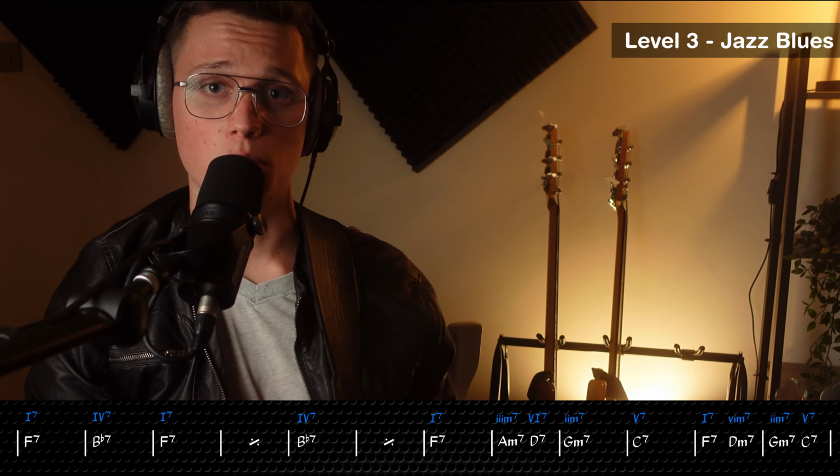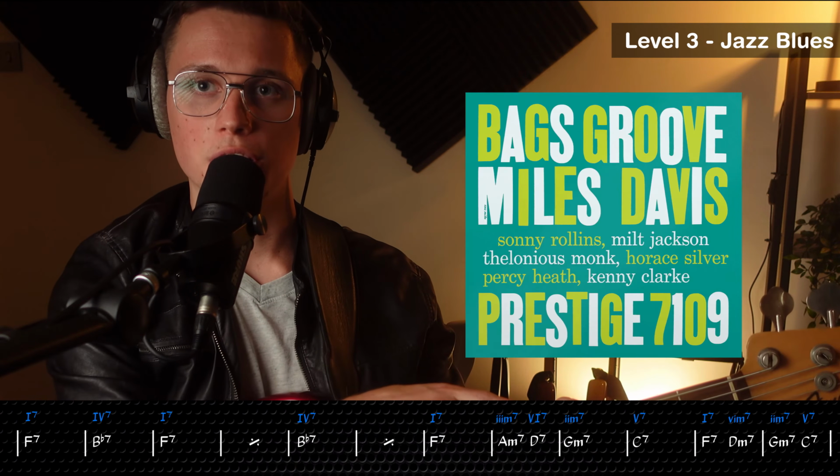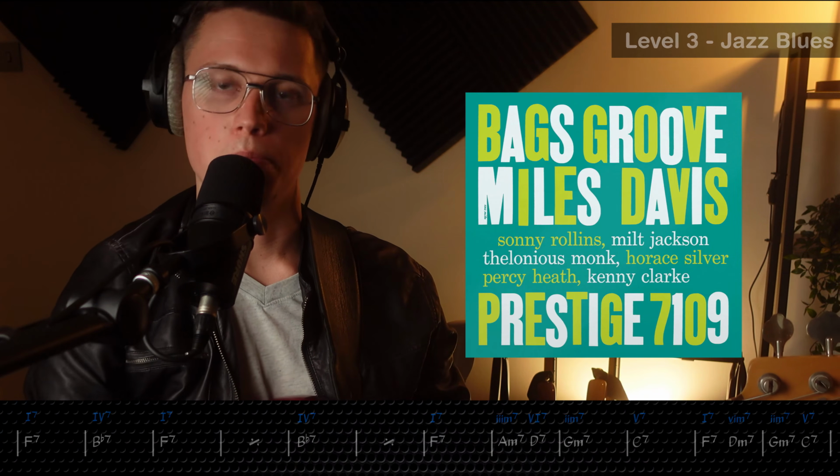An example of a song which uses this blues chord progression would be Bag's Groove by Milt Jackson.